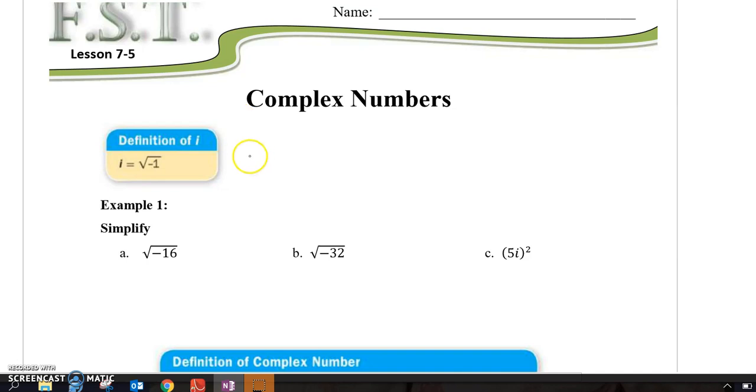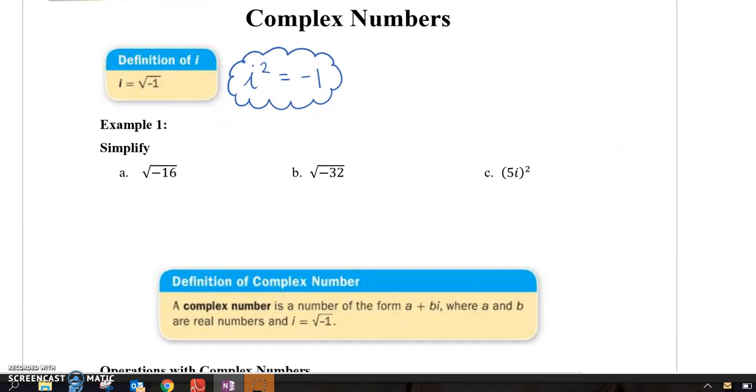Conversely, what you want to keep in mind is that if you square i, you get the square root of negative 1 squared, which is just negative 1. So this is another property to keep in mind when we're using complex numbers. So first, we can simplify with these things.